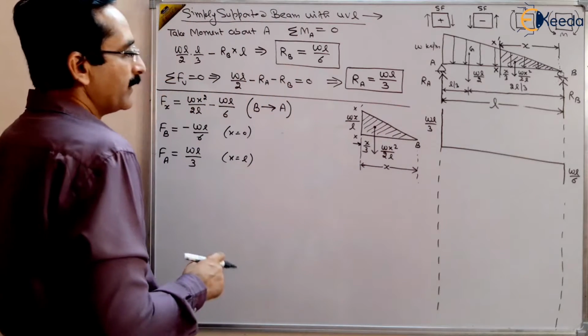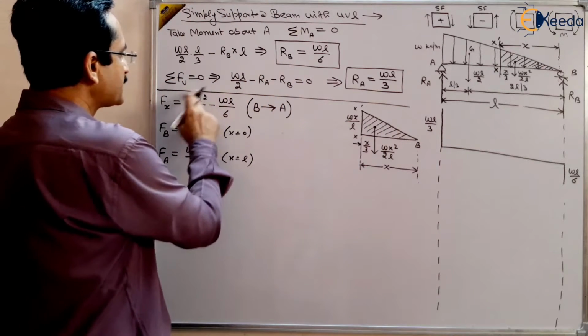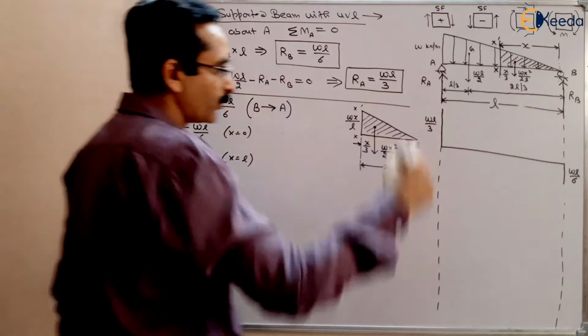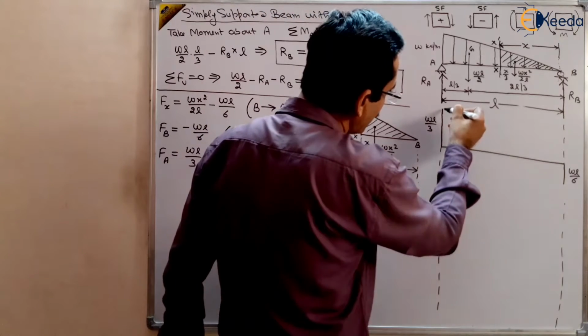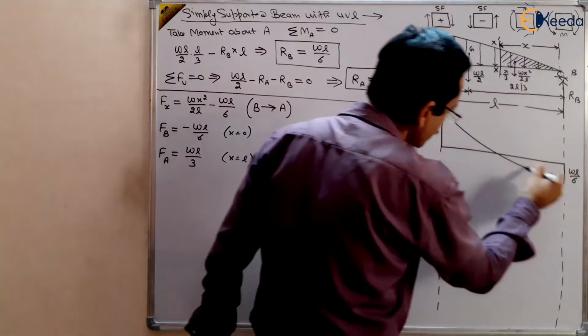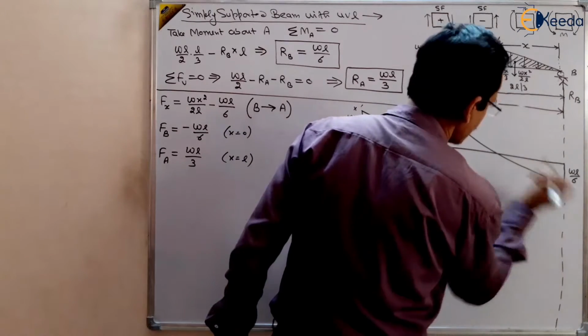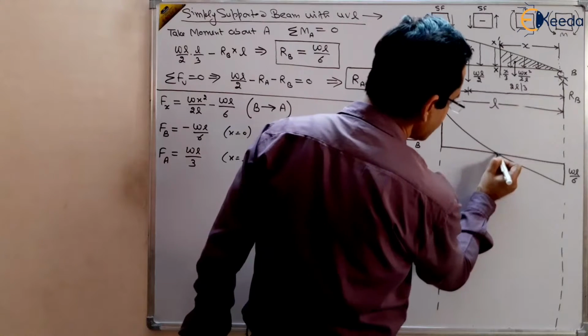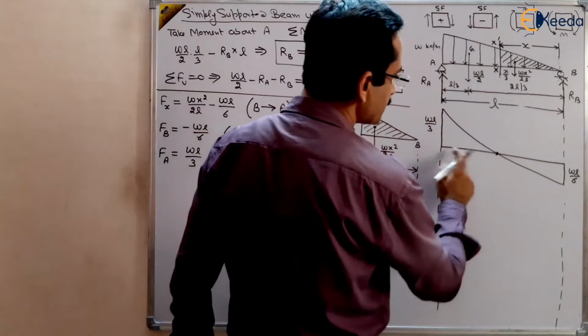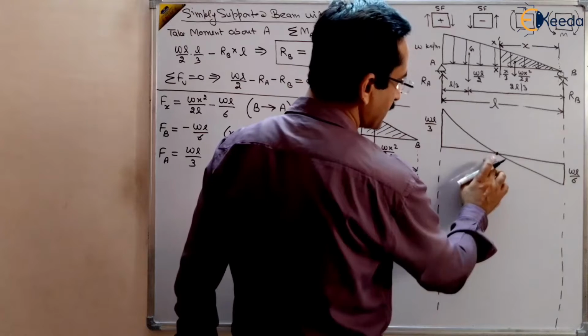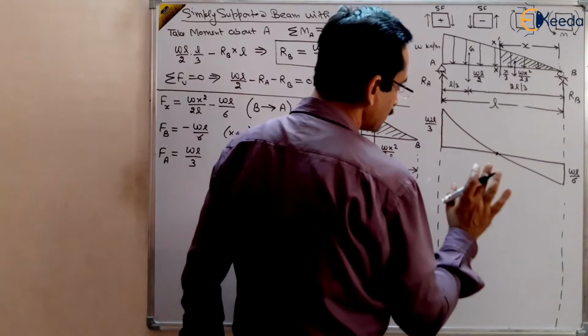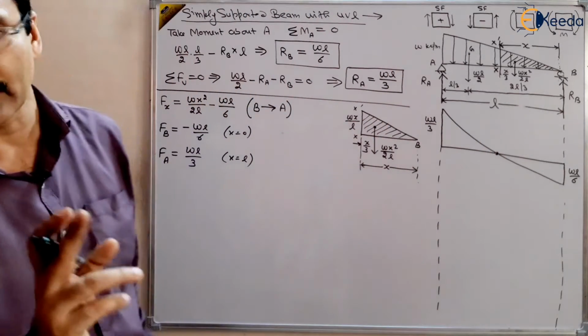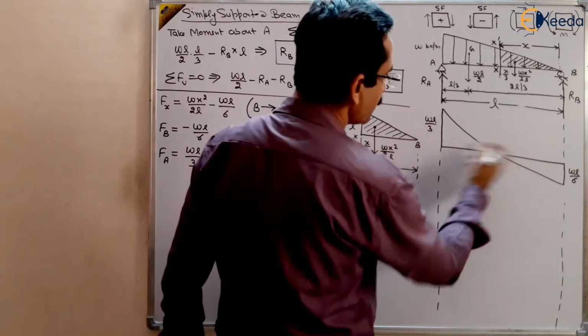And the curve is parabolic. X square term is there, so you can make it a parabola like this. You will get the shear force 0 at a certain point. We are not able to judge where this point is. It is not at the center. It will not be happening at the center, so it will be at another point.